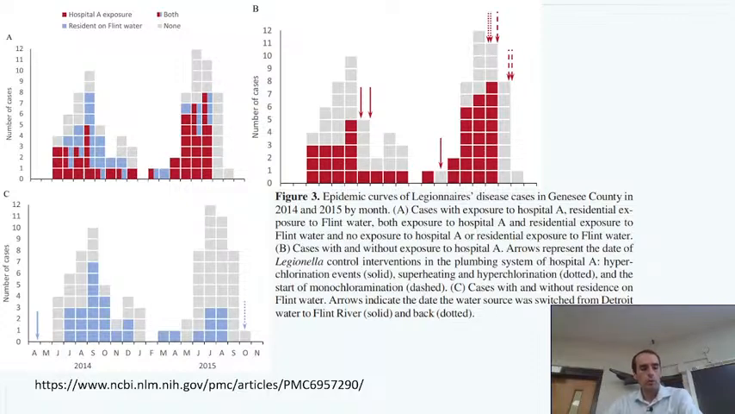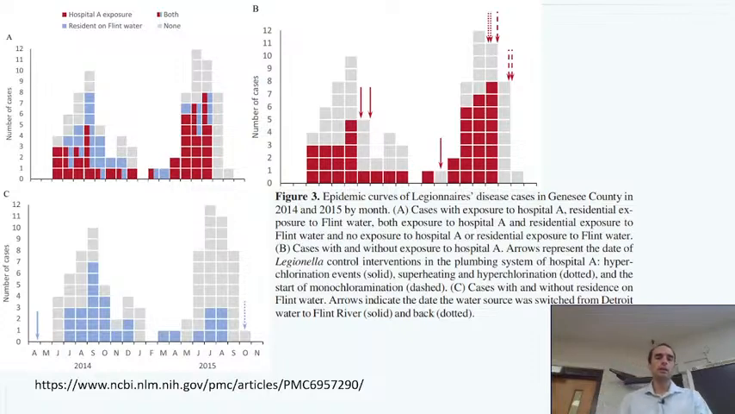Okay, so the questions are, where is this coming from? Is it the Flint water? Is it the hospital? Is it the hospital because of the Flint water? Epidemiology is very much about trying to track where the disease is coming from so we can know something about how to stop it, right? Okay, so here is the data with the second peak.